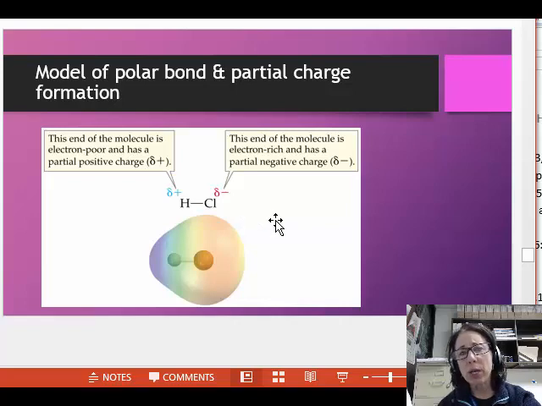We can also illustrate this unequal sharing through electron mapping imagery. The red color and larger volume around the chlorine atom represents a higher electron density than around the hydrogen nucleus. The hydrogen end of the molecule is colored blue and has a smaller volume. This represents a lower electron density.